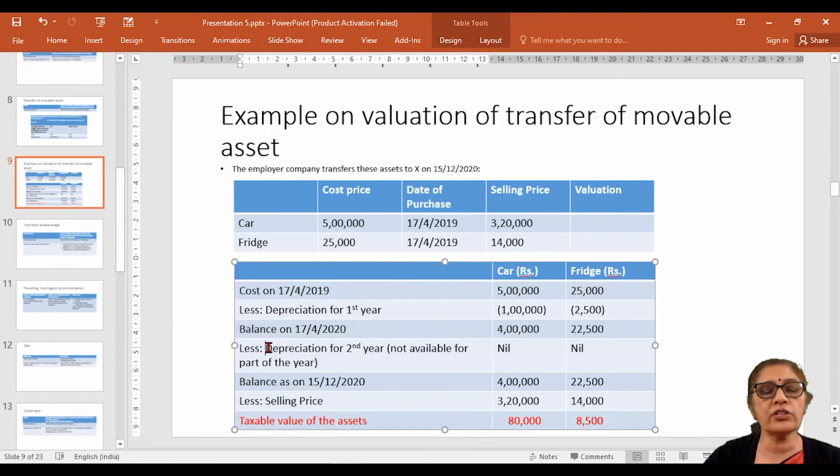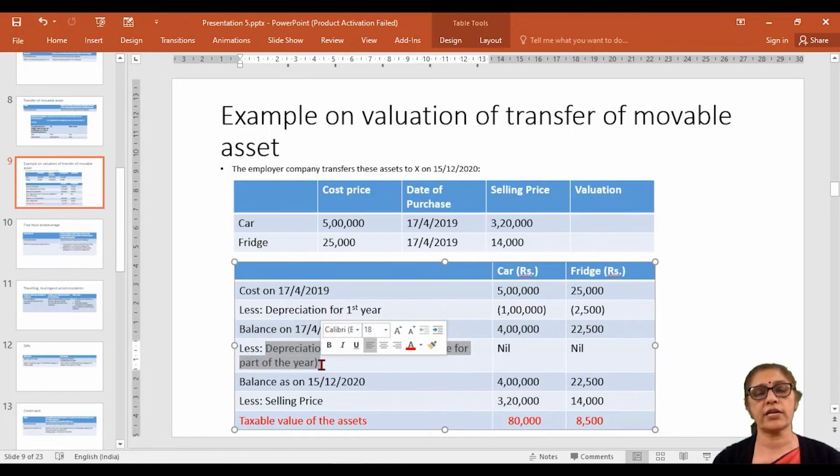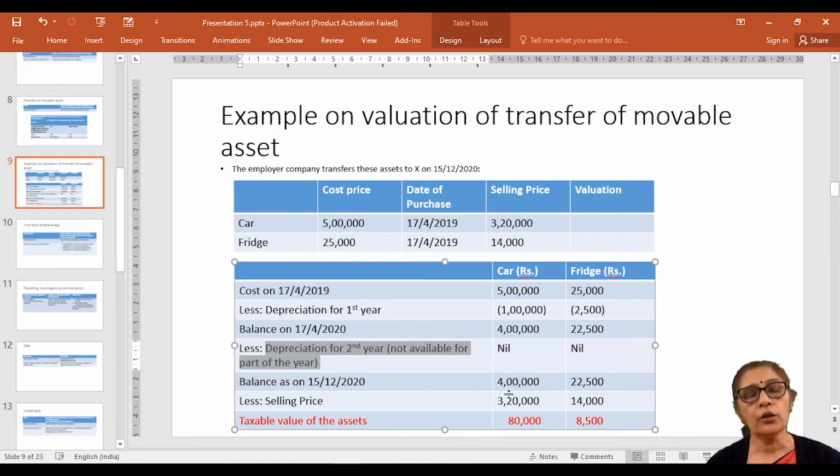Now, depreciation for the second year will not be given. Why? Because the second year would begin on 16th April 2021, but the assets were transferred on 15 December 2020. So prior to completing 1 year of use, the assets have been transferred, and for part of the year we do not provide depreciation. So no depreciation for the second year. Otherwise, it would have been 80,000 in case of the car and the same 2,500 by the straight line method for the fridge.